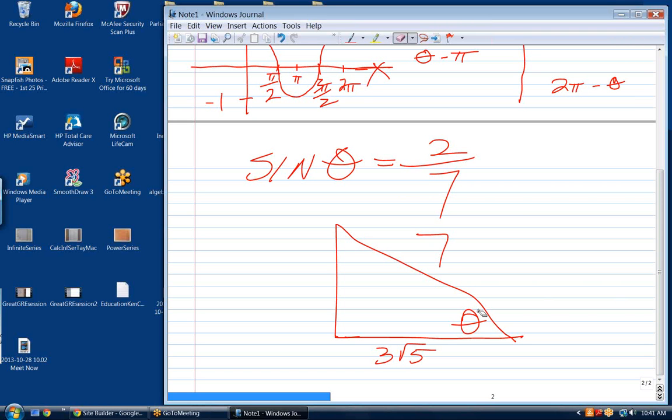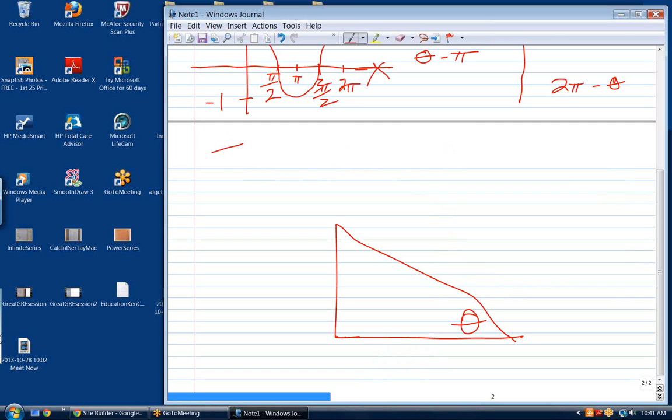Okay, so let's try this one. It says secant of t equals 2, and the sine of t is less than 0.